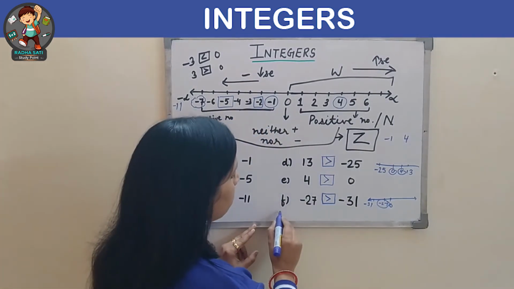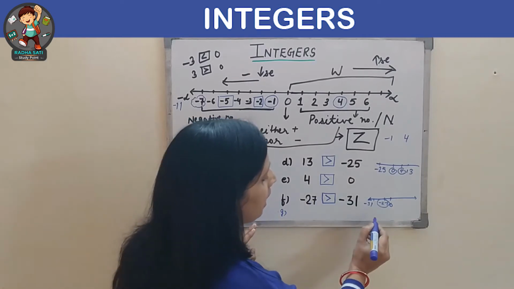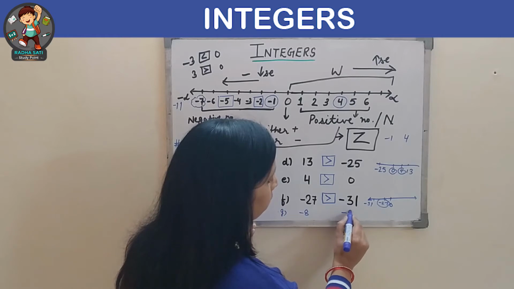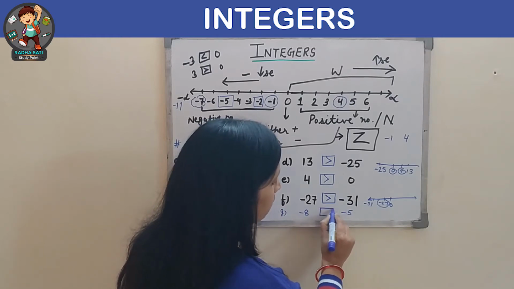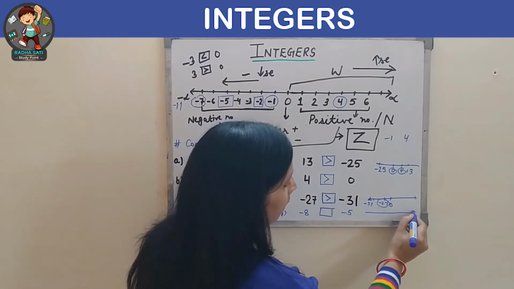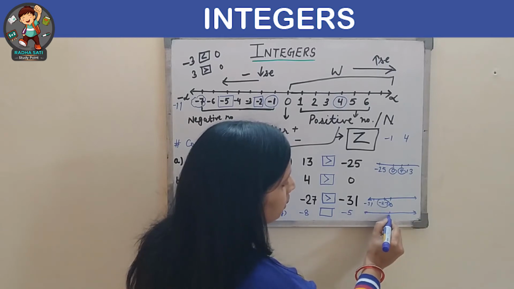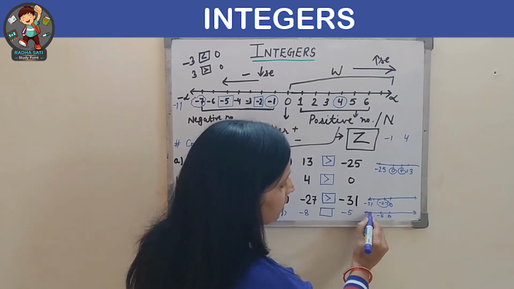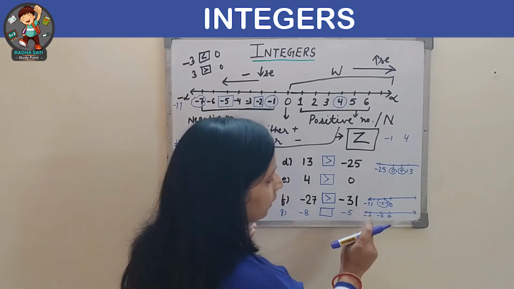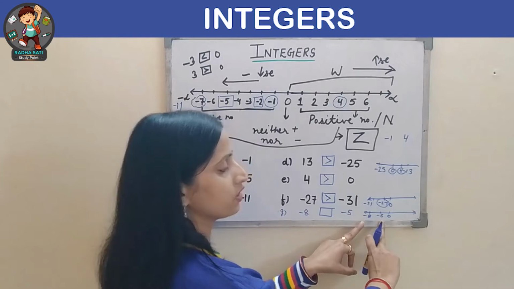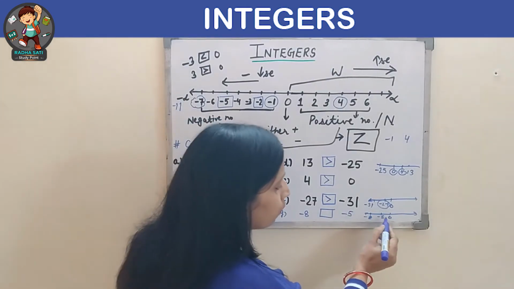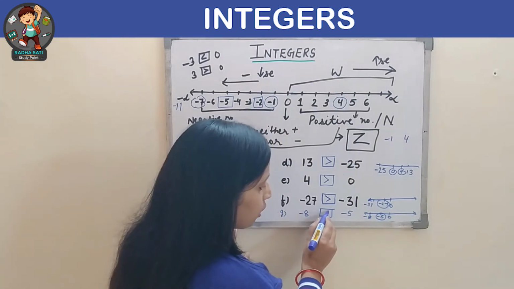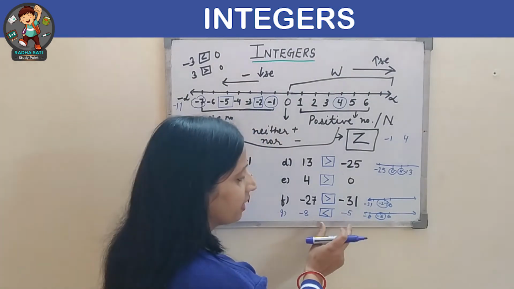Okay. Now similarly, we can take one more example. For example, minus 8 and minus 5. And we have to check which one is greater. So again, draw the number line. If this is 0, then minus 1, minus 2, minus 3, minus 4, minus 5 will be somewhere here and minus 8 this side. Now we will check which number is to the right side. So we can see that minus 5 is to the right of minus 8. So that's why minus 5 will be greater.